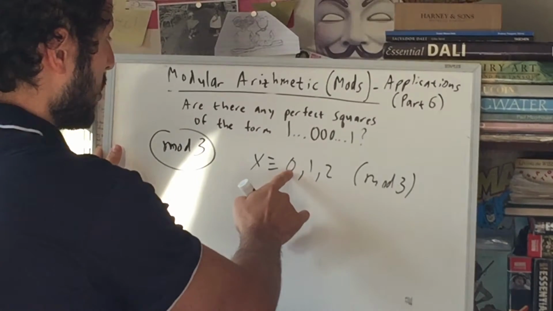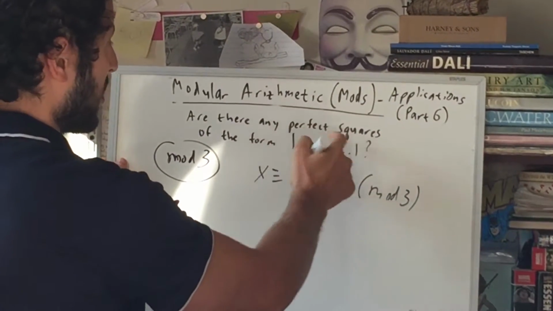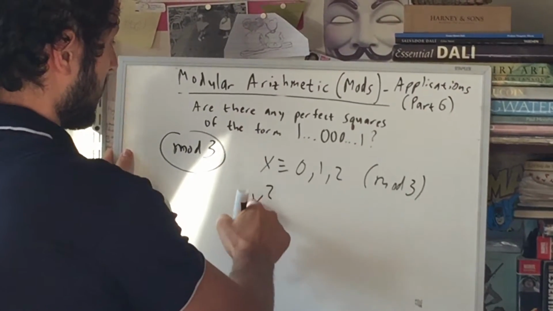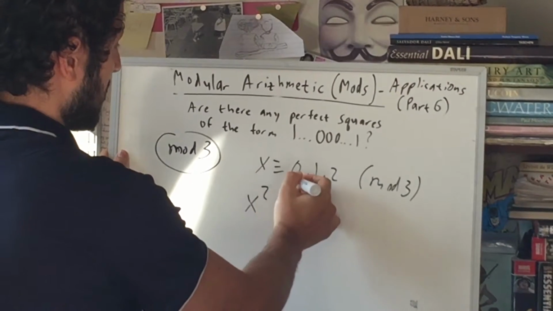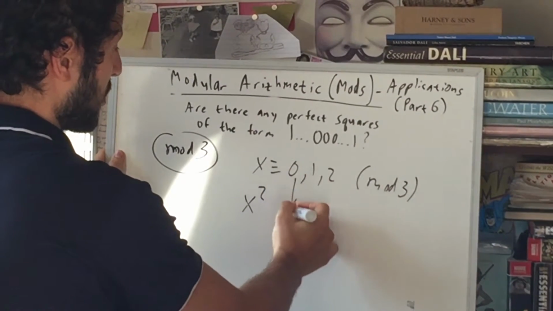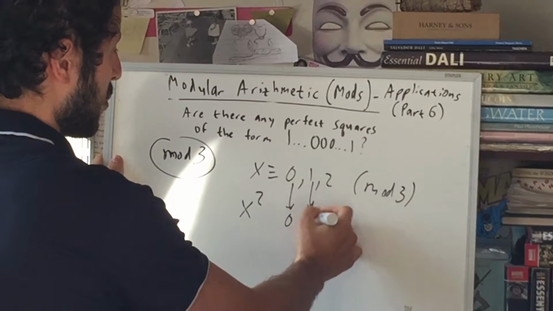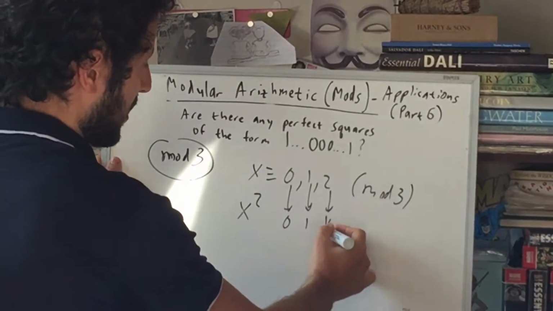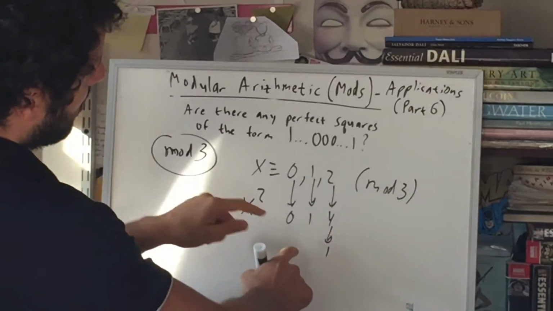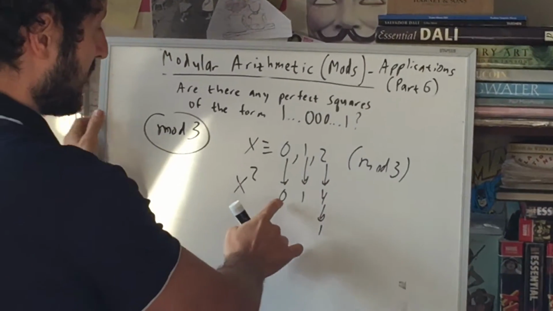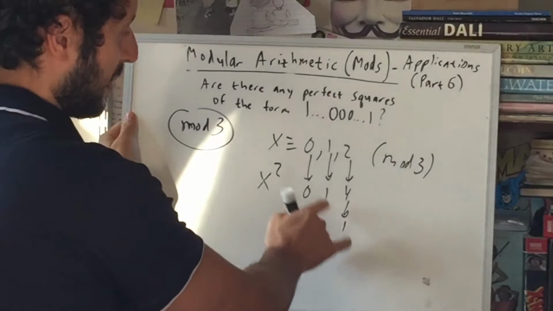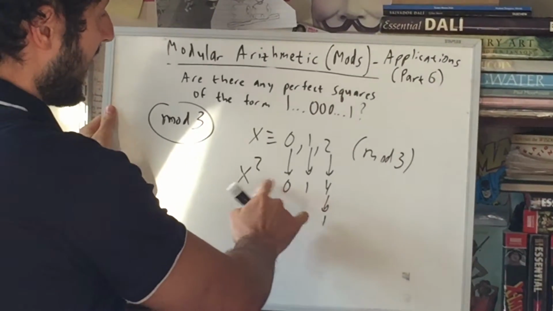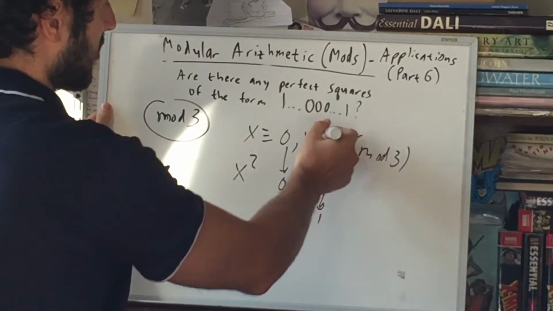Let's see what happens when we square. We're interested in perfect squares, so let's square x. Then these numbers become 0 squared is 0, 1 squared is 1, 2 squared is 4, but 4 mod 3 is also 1, right? So we only have 2 possible remainders, 0 and 1. 1 is repeated. So the number we don't have in this list is the 2.